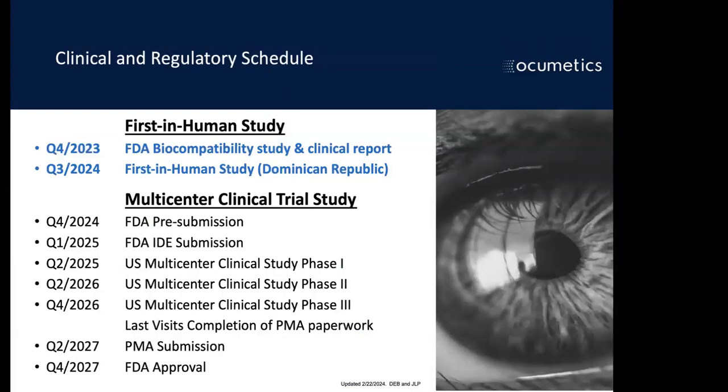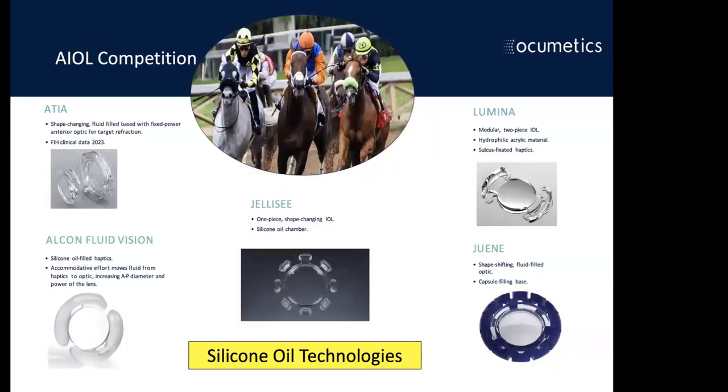We can skip over this slide, but we do have our clinical regulatory schedule. It's a dynamic schedule. It's moving very fast, but you can see some of the activities that we plan to do, and those dates do fluctuate based on where we are and the things that we're working on.